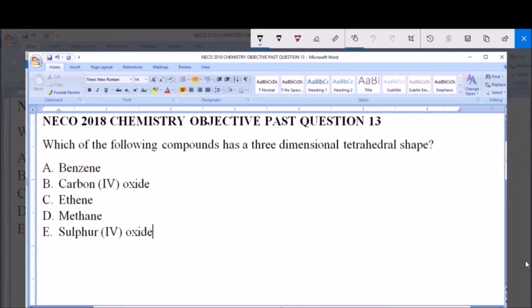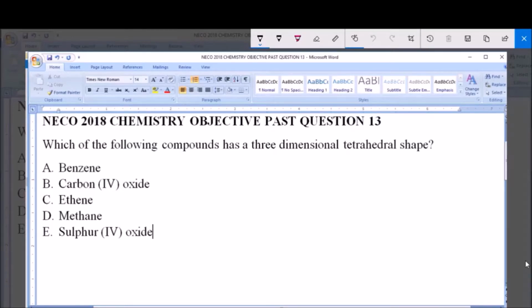Hello and welcome. I will be answering NECO 2018 Chemistry Objective Past Question 13. Which of the following compounds has a 3-dimensional tetrahedral shape? A. Benzene, B. Carbon(IV) oxide, C. Ethene, D. Methane, E. Sulfur(IV) oxide.